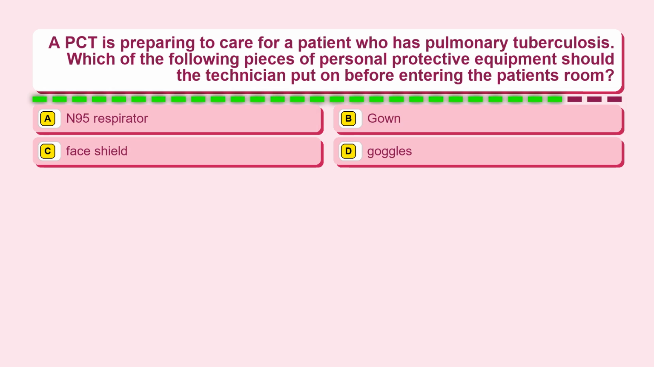Question 36. A PCT is preparing to care for a patient who has pulmonary tuberculosis. Which of the following pieces of personal protective equipment should the technician put on before entering the patient's room? Option A. N95 respirator. Option B. Gown. Option C. Face shield. Option D. Goggles.